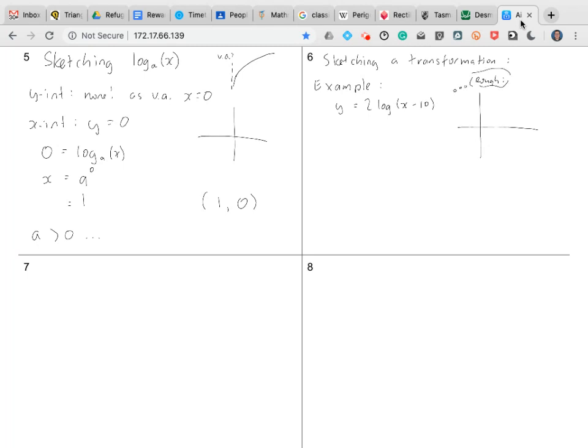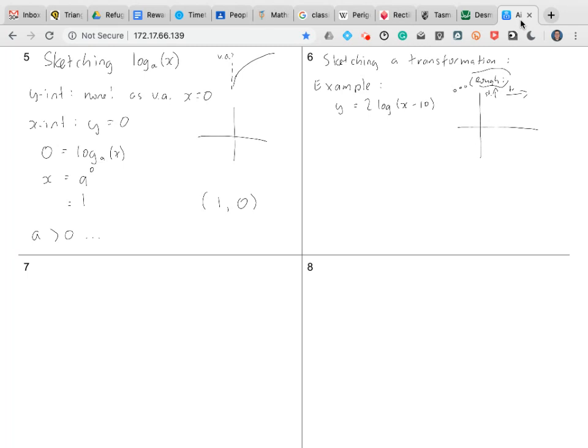So a rough idea. I know that because it says x minus 10, I'm going to have my log graph shifted to the right by 10 units. And I know that because of the log function being doubled, I'm going to have a compression or a stretch. Stretch, because this is affecting the output, not the input. It's going to be a stretch away from the x-axis, like so. So a stretch and a translation.